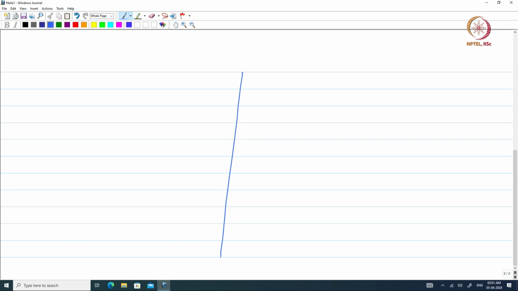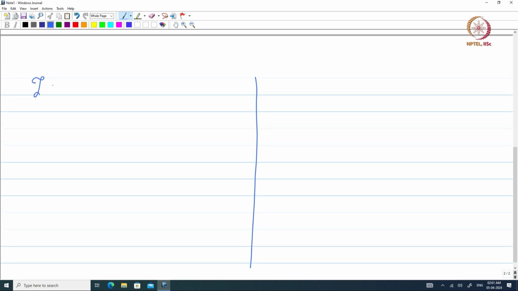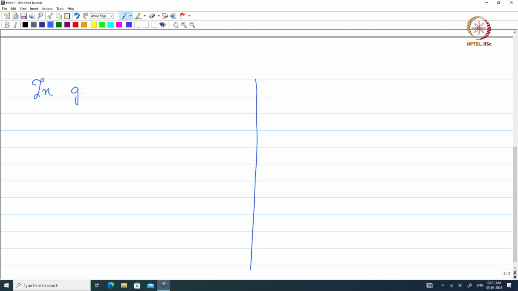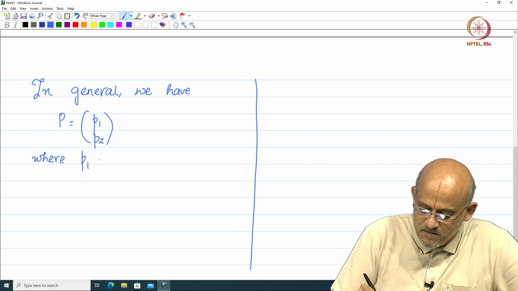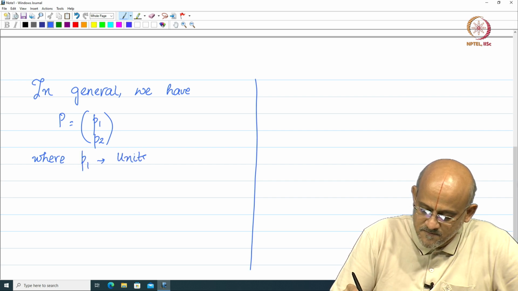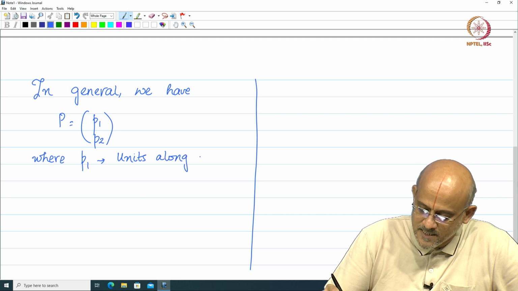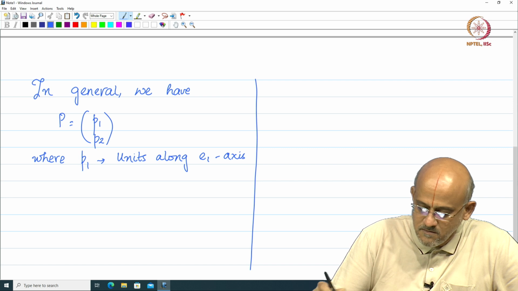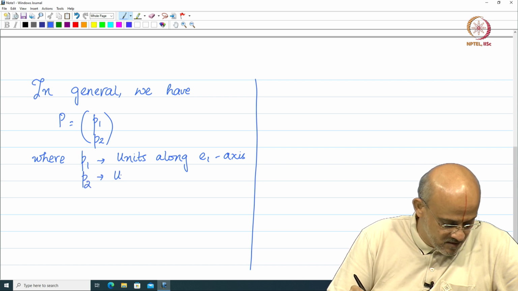So in general, we have this representation: in a 2-coordinate system, a point P is an ordered pair (P1, P2), where P1 is the units along the x axis, or the E1 axis, and P2 is the units along the E2 axis.